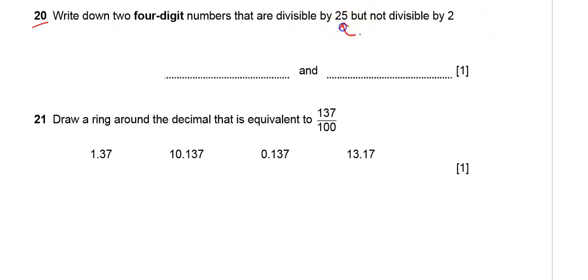The multiples of 25 are 25, 50, 75, 100, 125, and so on and so forth. Of course, only some of these are divisible by 2. So then you can take a number like 25, 75. This number is divisible by 25, but not divisible by 2. You can also take another number, 1025. This is also divisible by 25, but not divisible by 2.